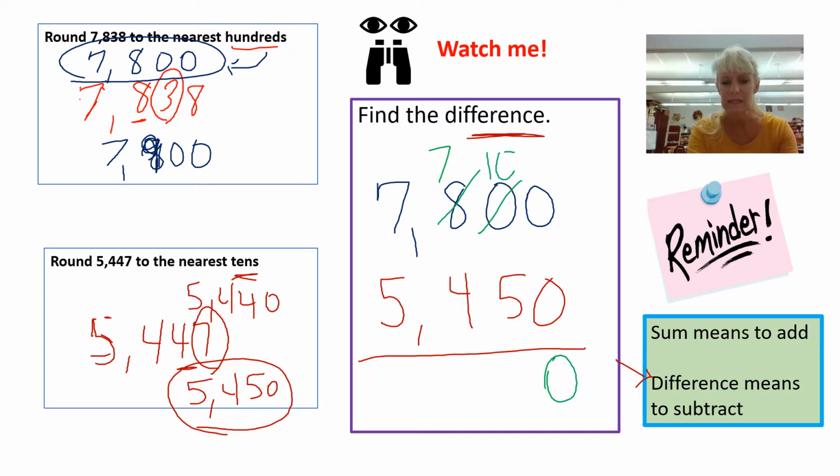This becomes a 10. 10 take away 5: 5, 6, 7, 8, 9, 10 gives me 5. 7 take away 4 is 3. Drop my comma. 7 take away 5 is 2. So my answer is 2,350.